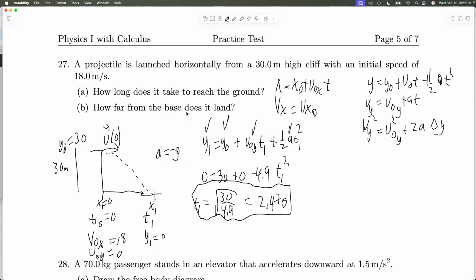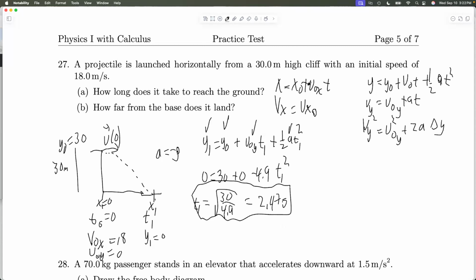Okay, how far from the base does it land? Now, my interpretation of that is here. Well, yeah, from the base. Like we don't have to find this distance here. Yeah, they definitely mean find x1.